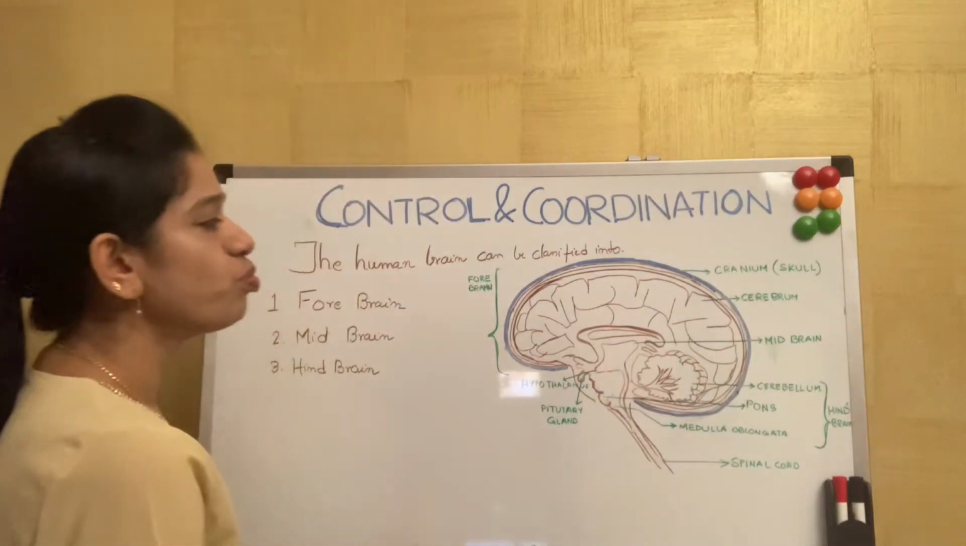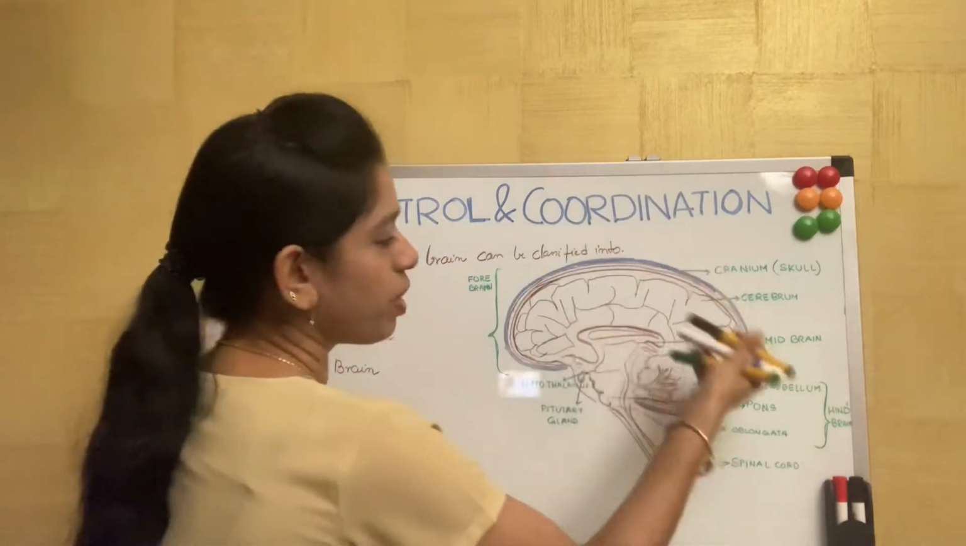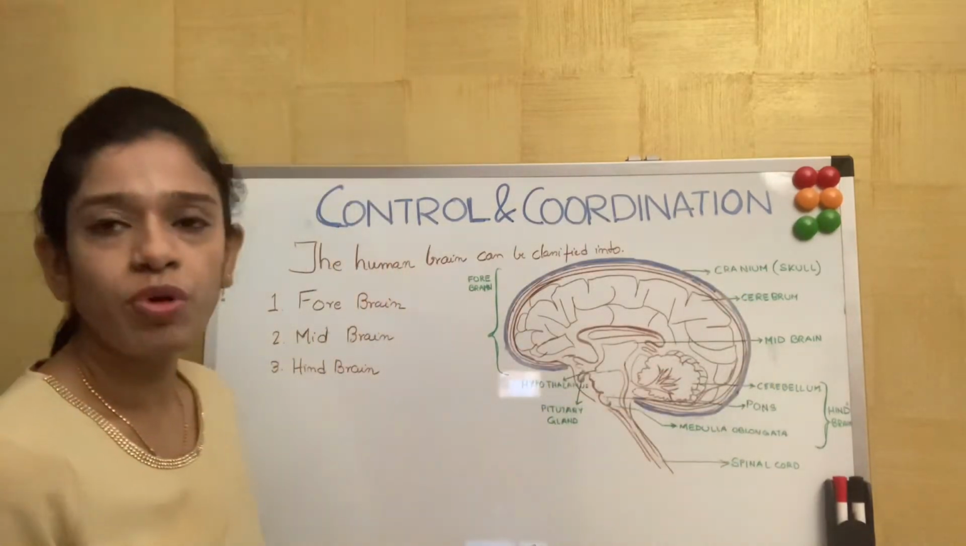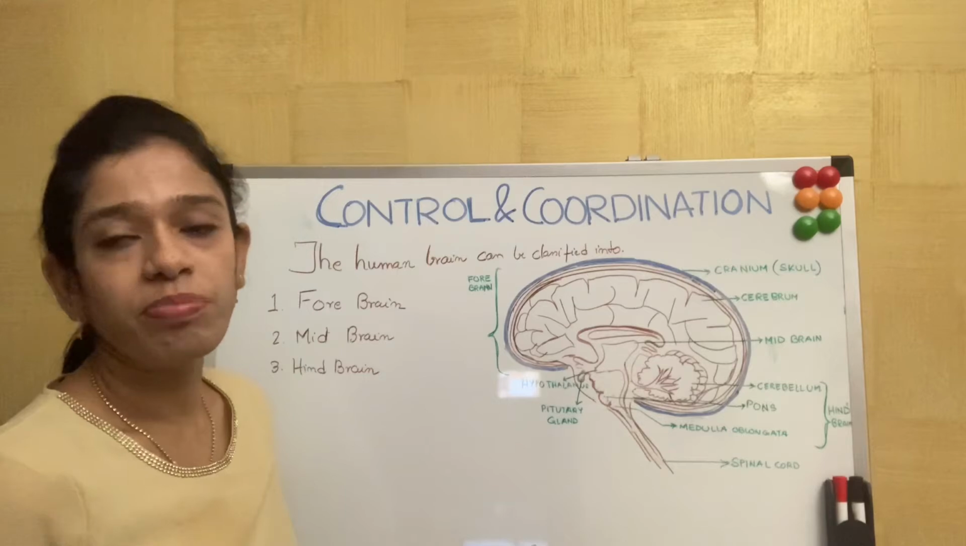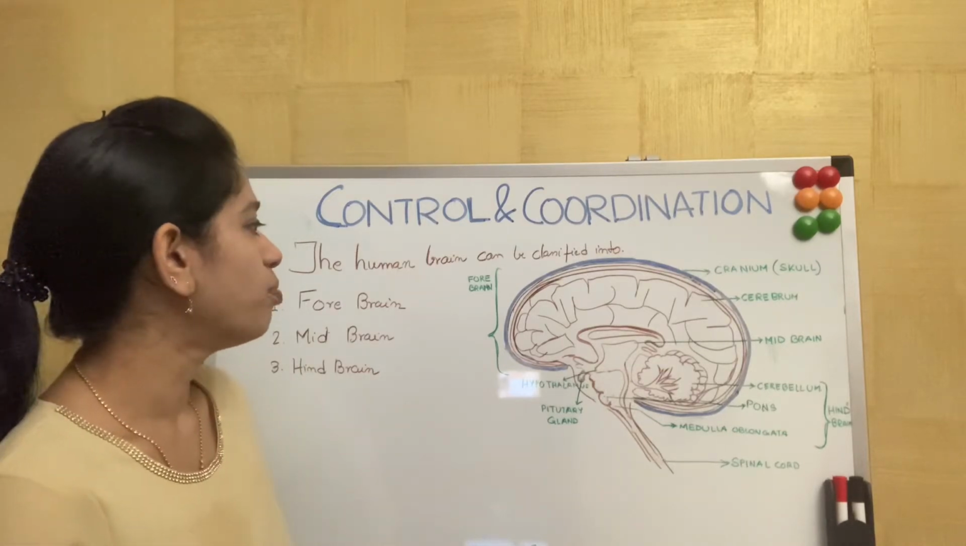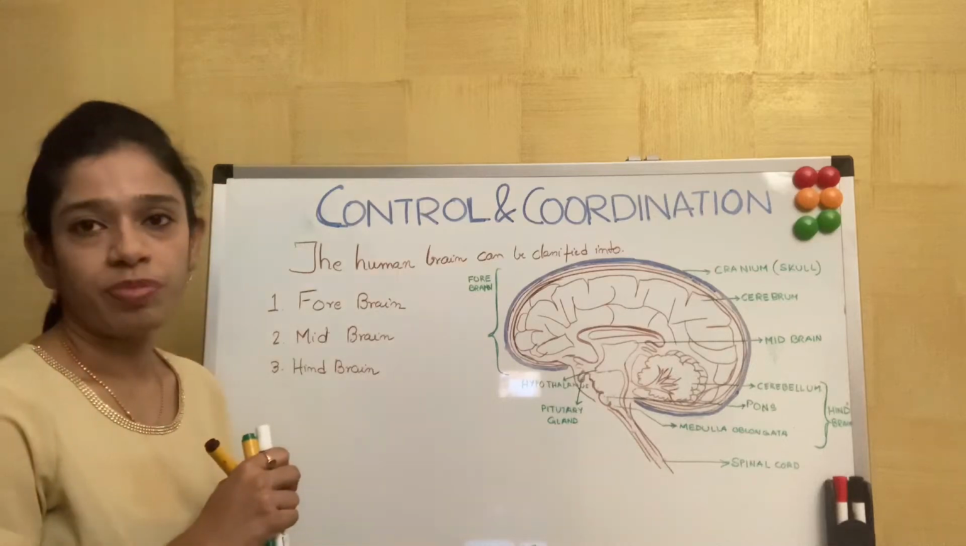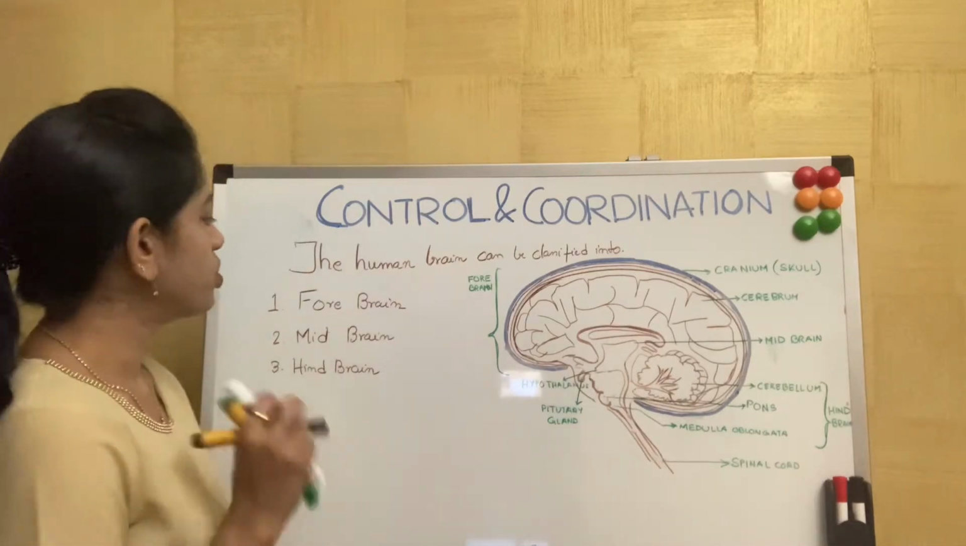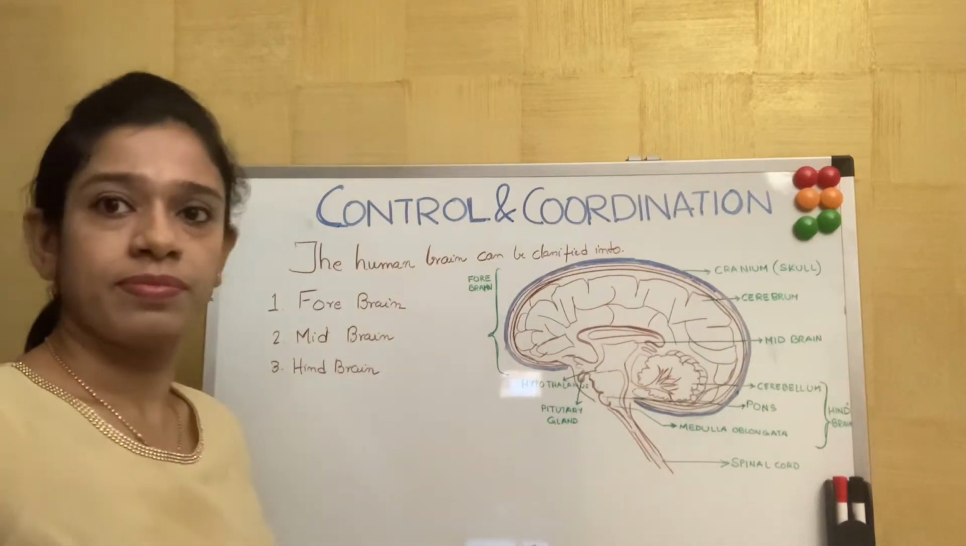All the parts of the brain are extremely important based on their functions and the living of a human body. So let us talk about each of these parts of the brain in detail. First, we'll be talking about the forebrain.